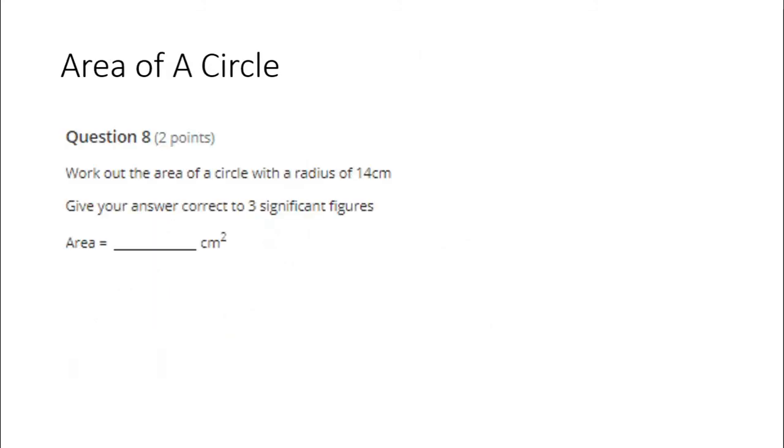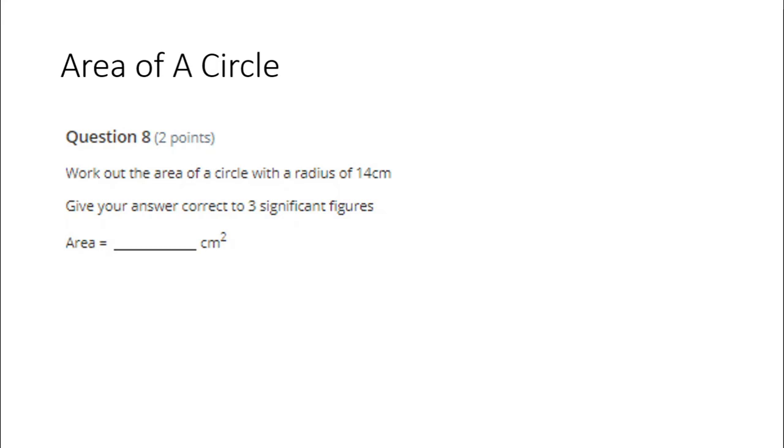Last question. Here we just need to work out the area of a circle when the radius is 14 centimeters. And give our answer correct to 3 significant figures. So we're going to need to round. Anytime we're working with pi, we're going to get a non-terminating decimal answer. So we'll always need to round.